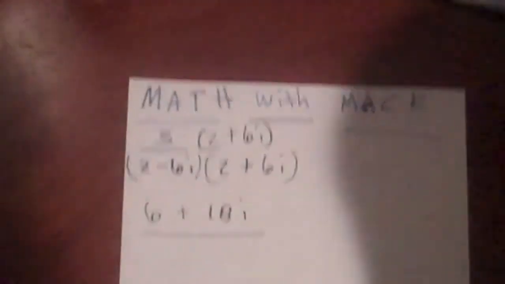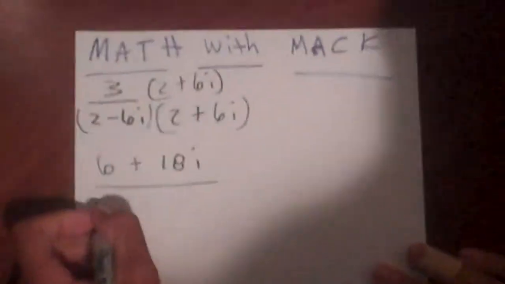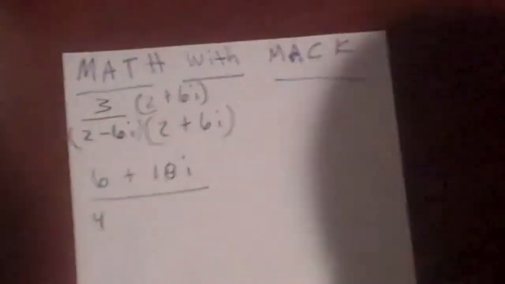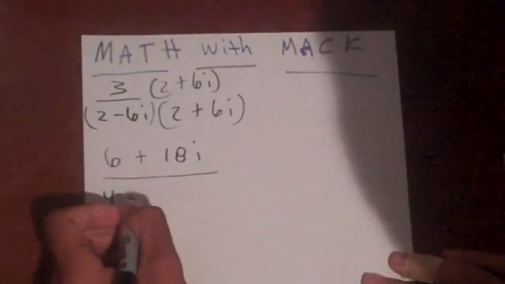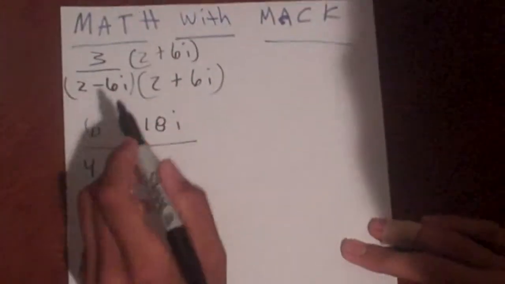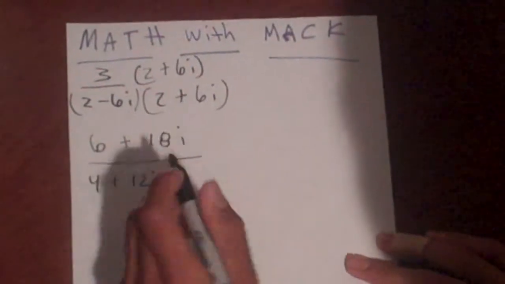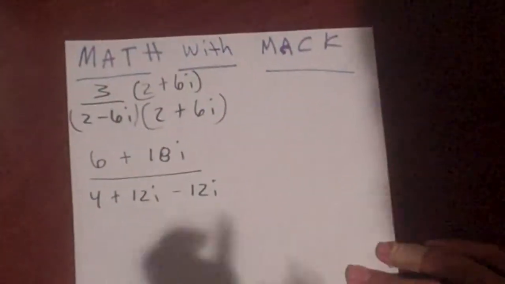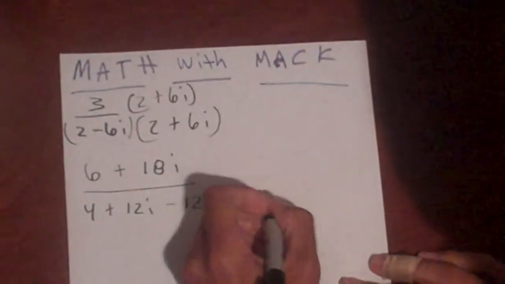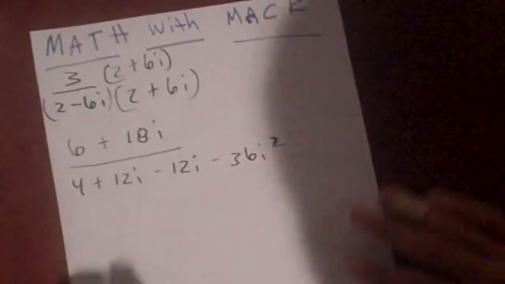first, outside, inside, last. 2 times 2, that's 4. Then outside, 2 times 6i, that's going to be plus 12i. Then negative 6i times 2, that's going to be minus 12i. And then negative 6i times positive 6i, that's going to be negative 36i squared.